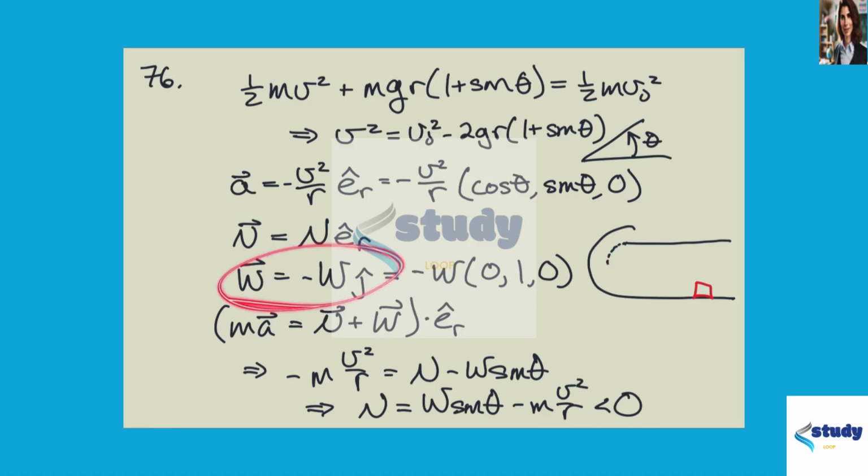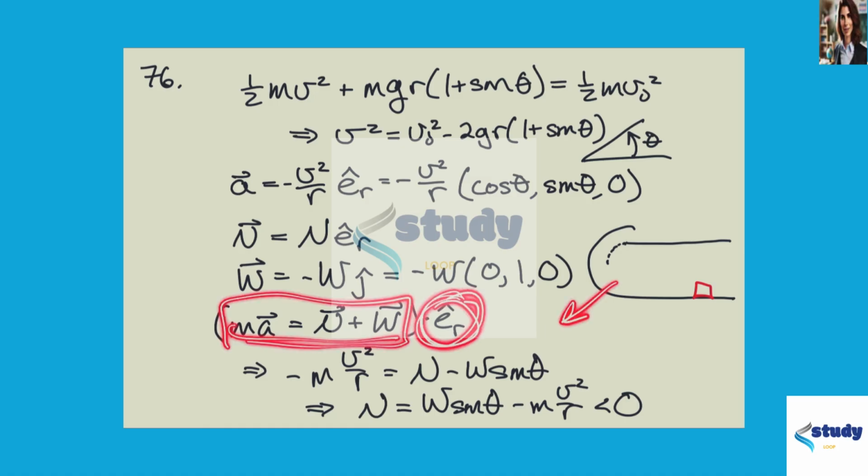Then we have the weight of the package that acts in the vertical direction. So we do a free body diagram on the package, and we have the mass times its acceleration, and the two forces that we have are the normal force from the track and its weight. And I'm going to take the dot product of this, or project this vector equation in the radial direction. So I'll take the dot product with the radial vector.